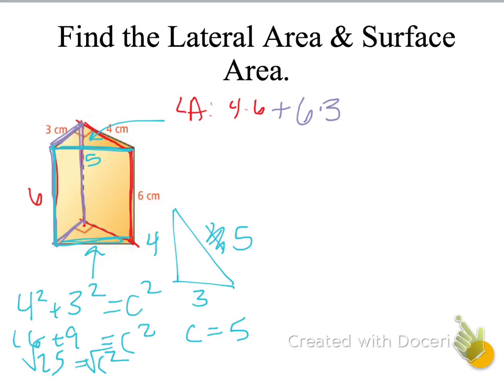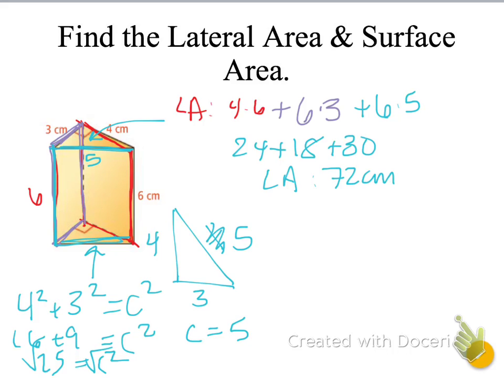We're going to replace that with 5. So we still got that rectangle there, so we can do 6 times 5 to get that. So we got 24 plus 18 plus 30. So my lateral area is then going to be 72 centimeters squared. Okay, so I have my lateral area. Now we need to figure out the surface area.